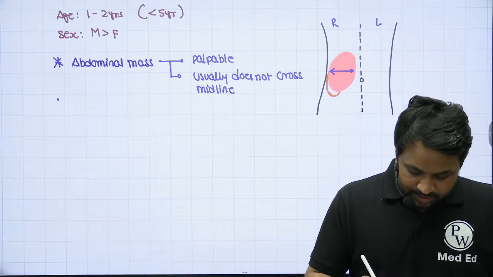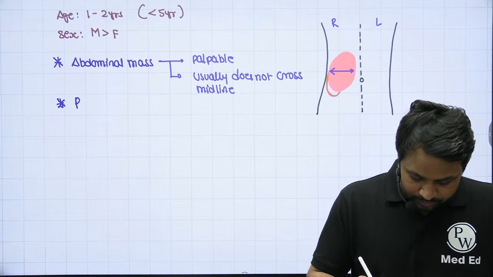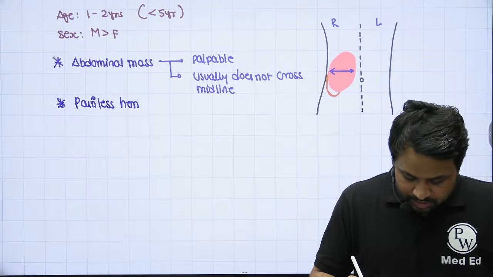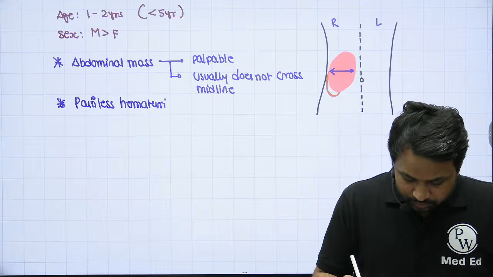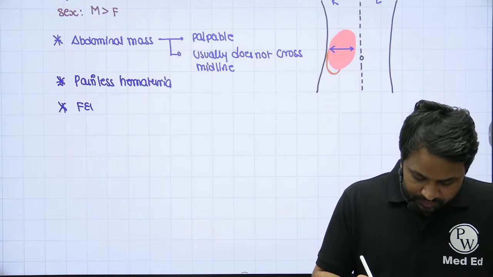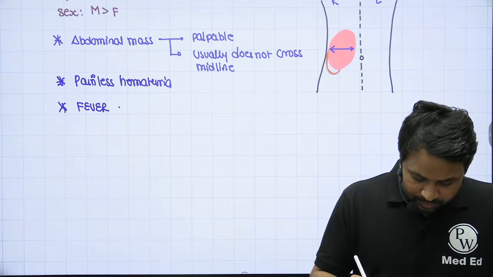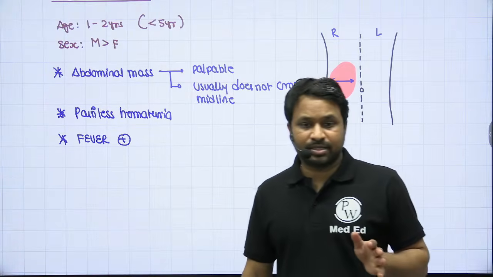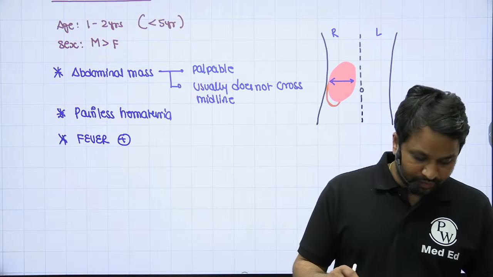It will be associated with painless hematuria. Along with painless hematuria, it will also be associated with fever. So there's an abdominal mass, there's painless hematuria, and along with that, there will be the presence of fever.